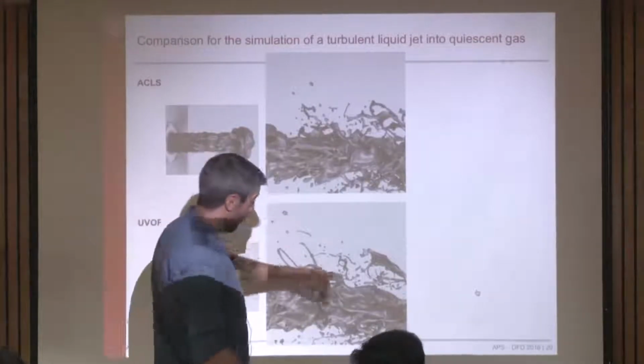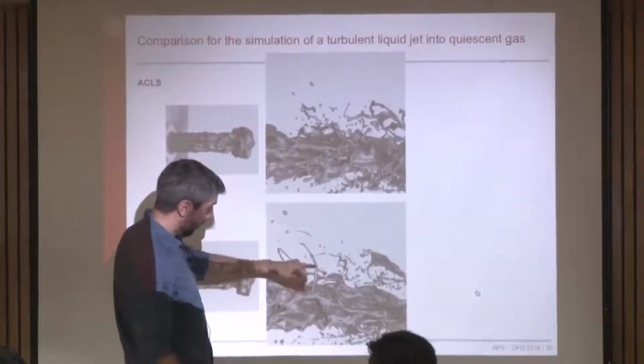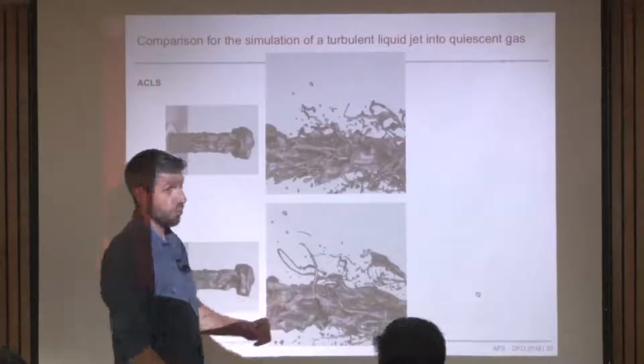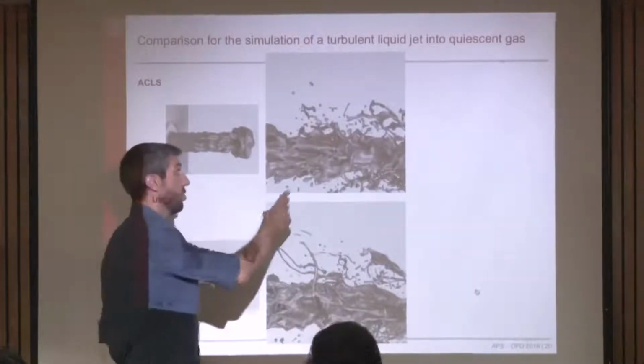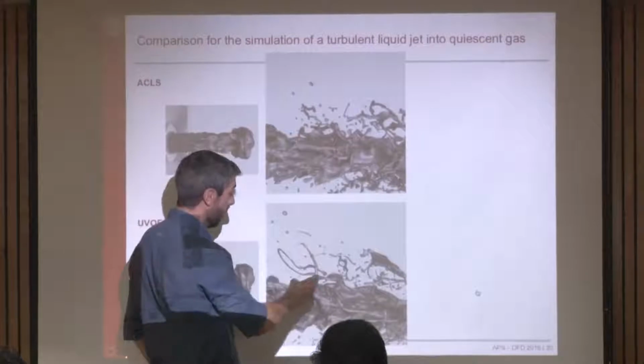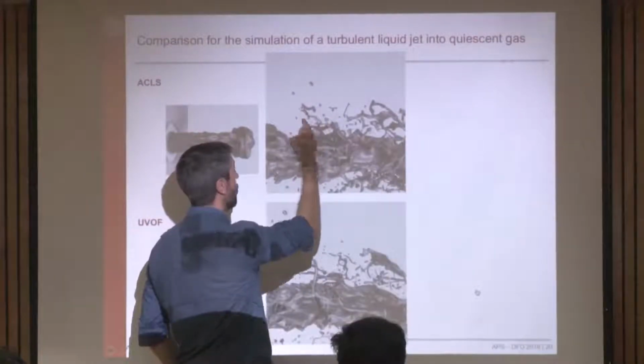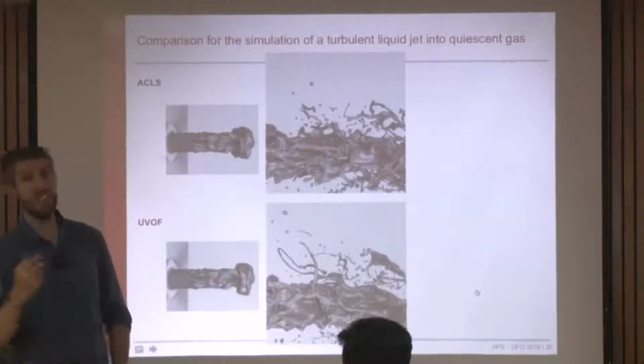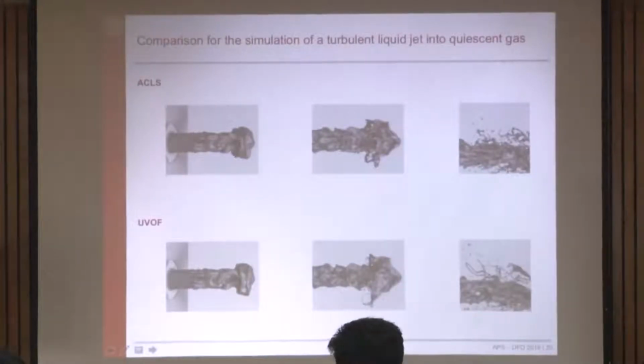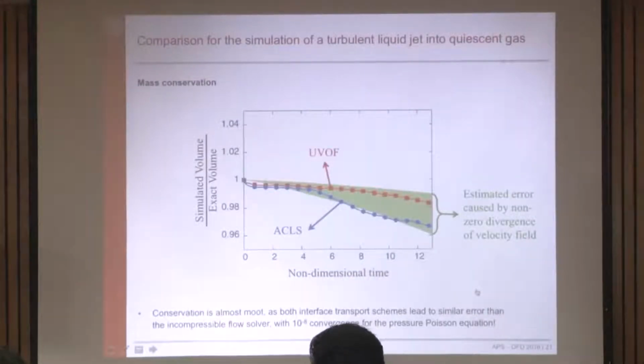And finally, when you go further downstream and you look at some of the very elongated ligaments that are formed with VOF, you can see that you don't really see the equivalent structures, even though there's fairly similar collection of droplets that used to be ligaments. And again, that indicates that breakup happens sooner because effective resolution is less.